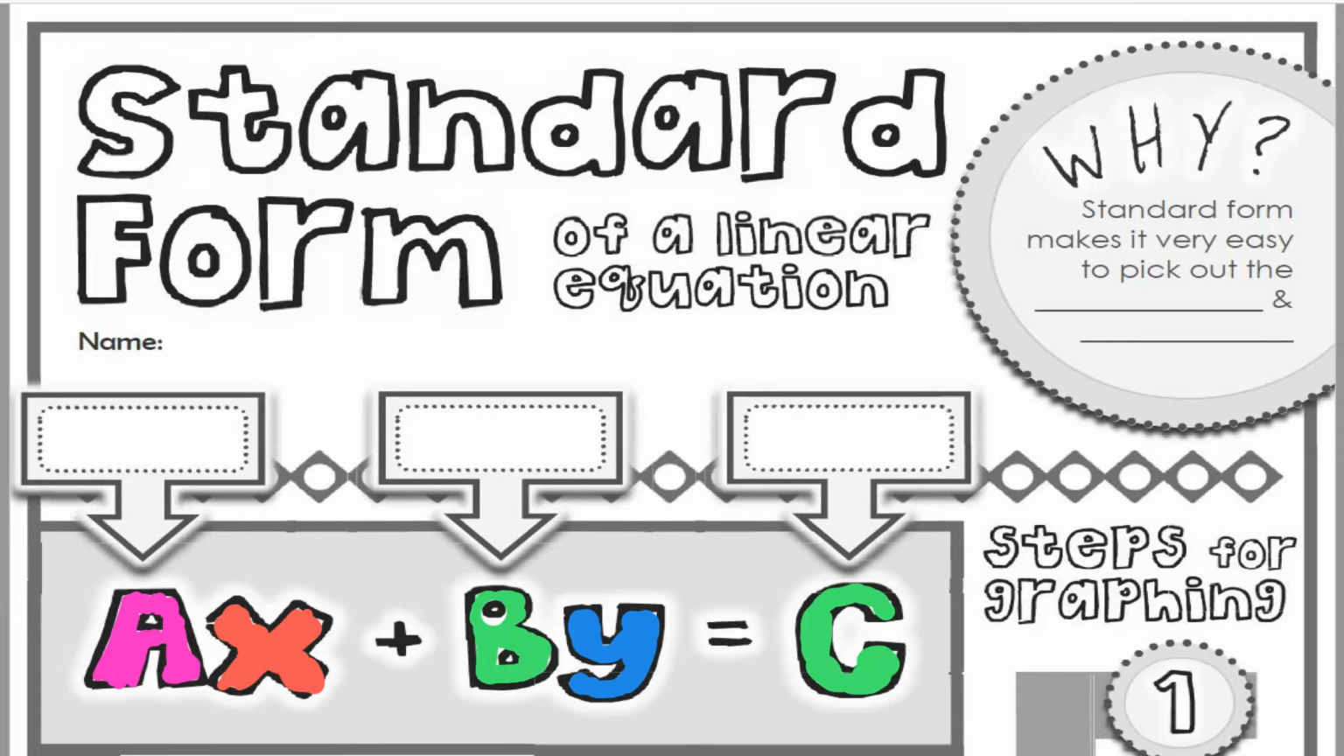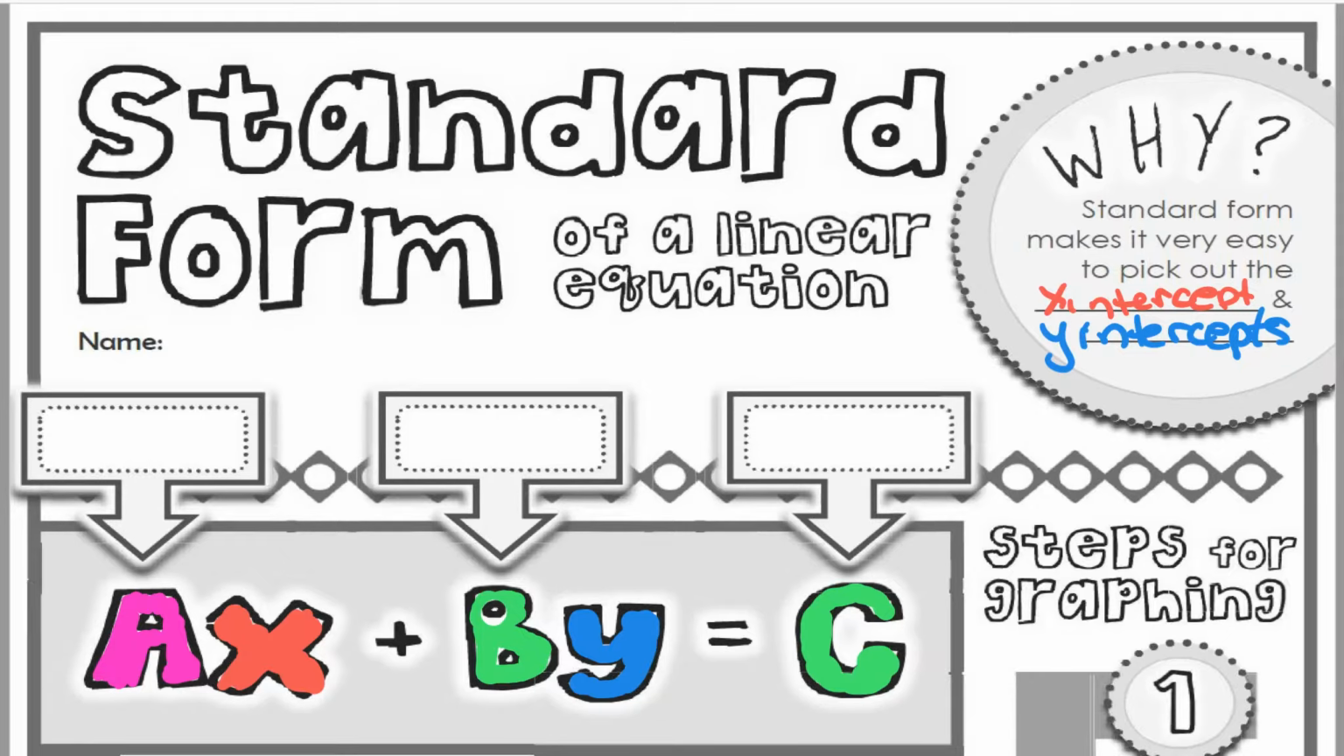So why do we use standard form? Standard form makes it very easy to pick out the x-intercept and the y-intercept of an equation. The standard form of a linear equation is ax plus by equals c.